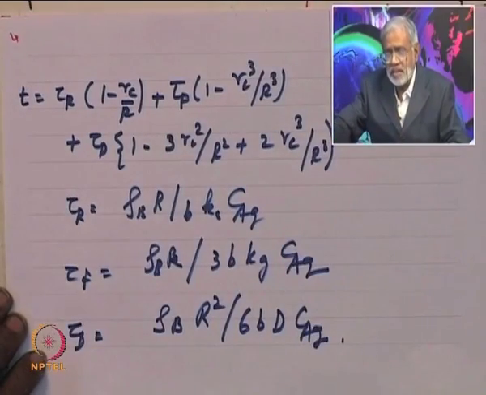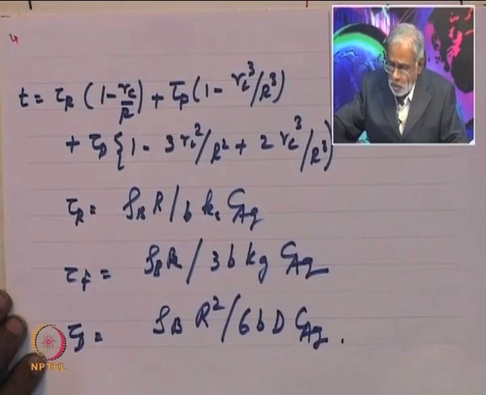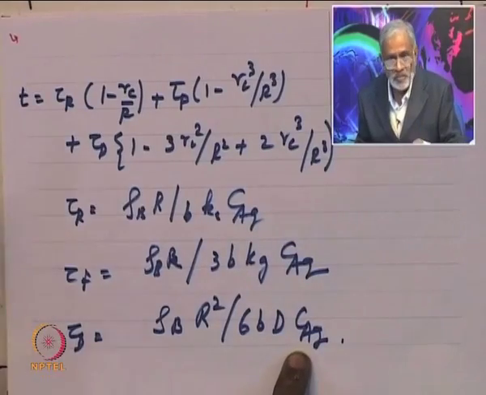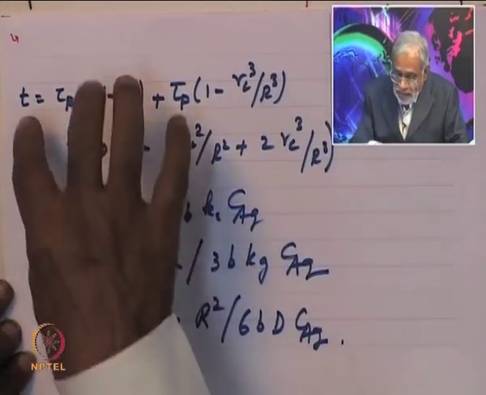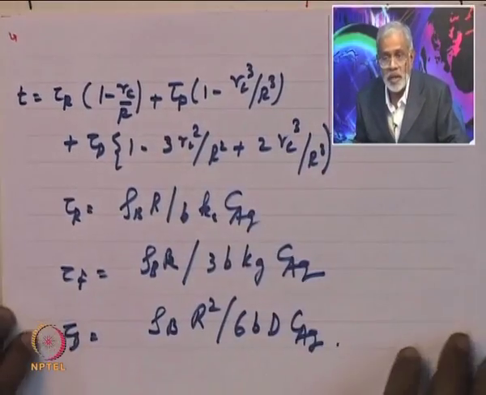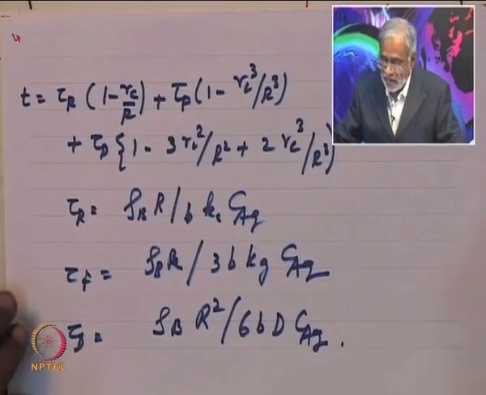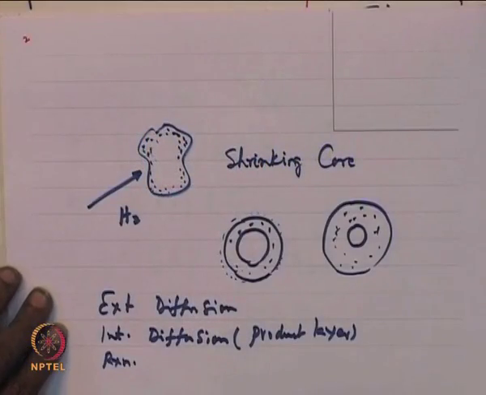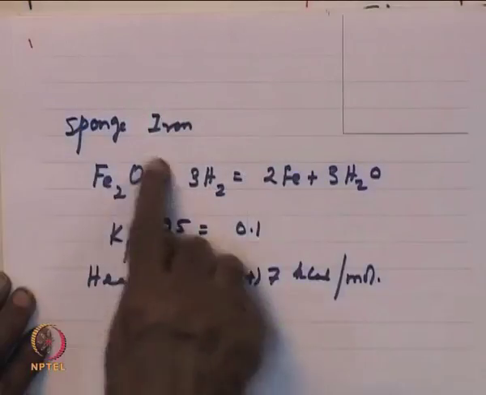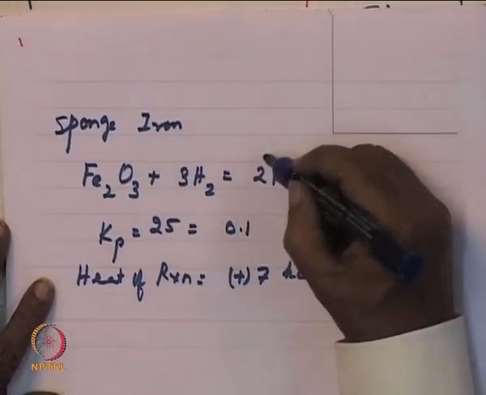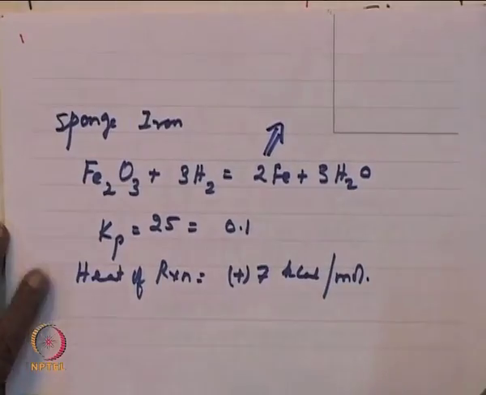So, if you have sponge iron to be manufactured, and you know all these numbers for this reaction, which we will do shortly, then we can calculate the time required for this reaction to go to a different extent. We will look at this in greater detail when we meet next time. What I am trying to put across is that sponge iron technology is essentially an example of a reaction between ferric oxide, or hematite, with hydrogen to give you iron, and this is what goes to steel making. Thank you very much.